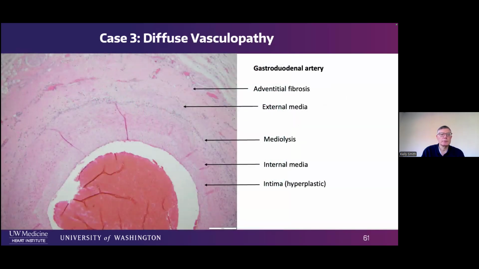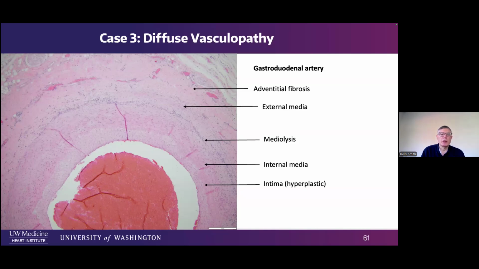And then the next. So this is one of the gastroduodenal artery, and this one had no dissection or aneurysm, but it just shows some interesting changes in the media. So the lumen has blood in it, and then we see a thickened intimal layer that's hyperplastic. Then we see this internal medial layer that the arrow is pointing to. It's just a layer of smooth muscle.